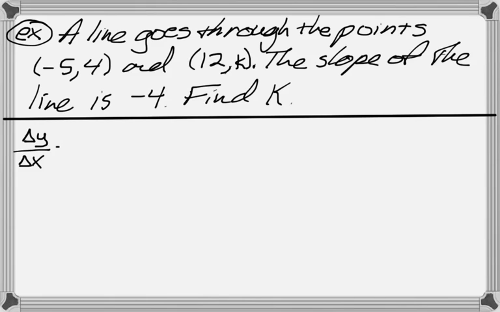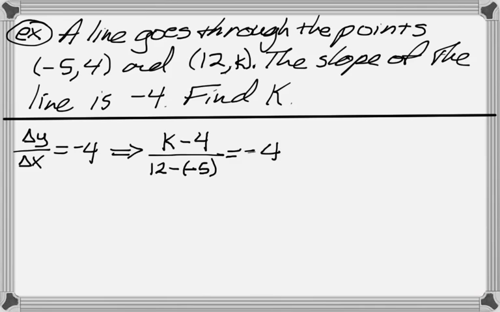No surprise here, start with slope. I know the slope has to equal -4. So I start with k in the numerator, so k minus 4, that's my delta y. Now I have to start with 12 in the denominator, so 12 minus -5. And I know that's going to equal -4. So (k - 4) over 17. 12 minus -5 is 12 plus 5, which is 17.